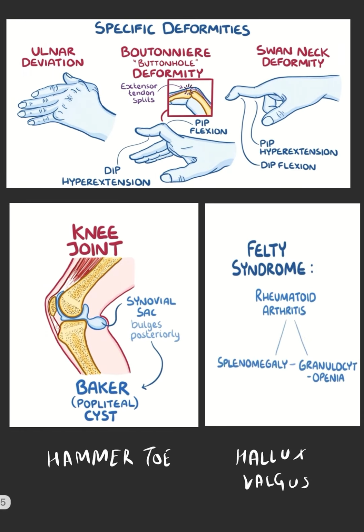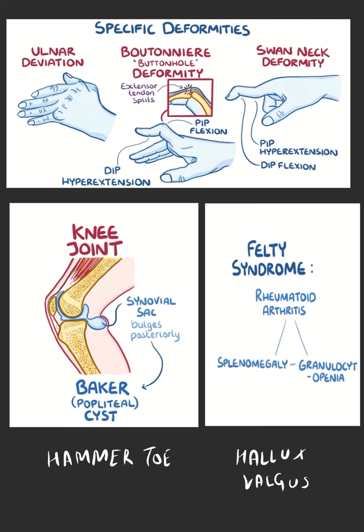Okay, and then there are some other specific deformities like ulnar deviation, Boutonniere's buttonhole deformity, swan neck deformity. The difference between Boutonniere's buttonhole deformity and swan neck deformity is that the extensor tendon usually gets split, and then the proximal interphalangeal joint undergoes flexion, and the distal interphalangeal joint undergoes hyperextension in Boutonniere's or buttonhole deformity. And coming to swan neck deformity, the proximal interphalangeal joint undergoes hyperextension, and the distal interphalangeal joint undergoes flexion, exactly opposite to Boutonniere's.